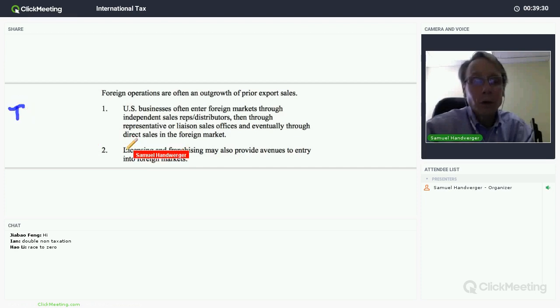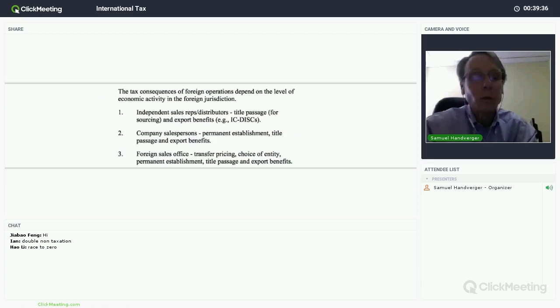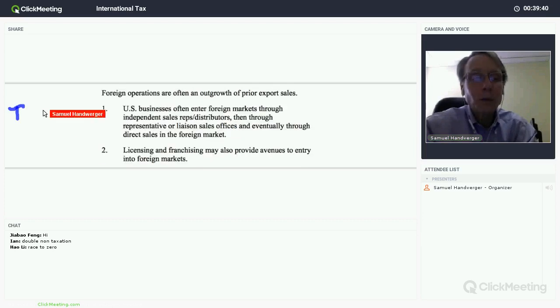I don't know why I'm trying to draw this. It'd be much easier to type it. So the concept is the title passage rule is what we're looking for. There we go.